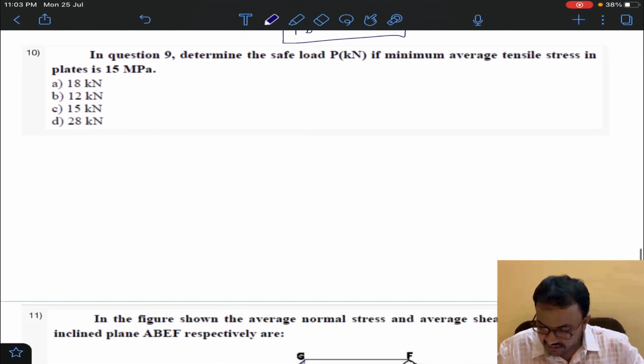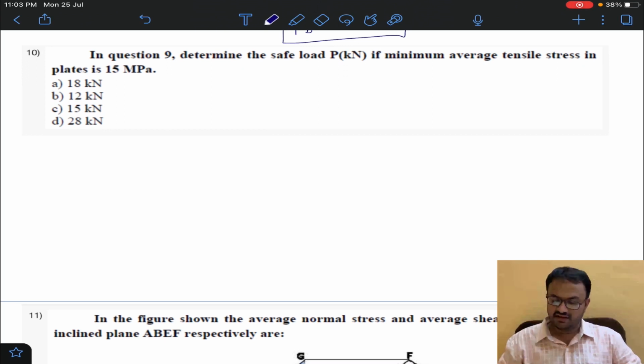And now, in the same problem, determine the safe load if the minimum average tensile stress in the plate is given. So we need to apply a certain load, and by applying that load, the plate has to be safe in tension. That is, how much load do we need to apply? Obviously, it is the tensile capacity.